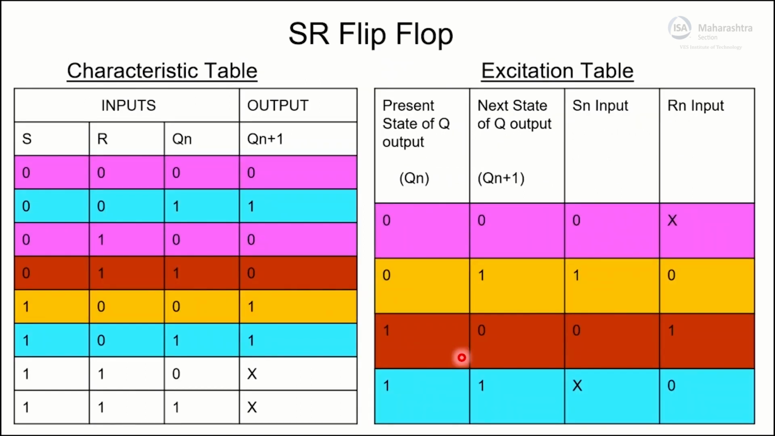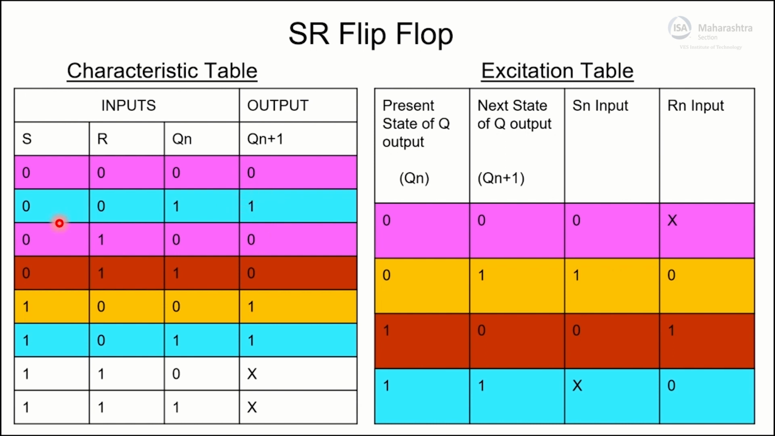Here is the characteristic table and excitation table of SR flip-flop. Characteristic table is similar to state table, only one column is added on the input side, which is of the present state, Qn. Remember the state table of SR flip-flop very well when preparing the characteristic table. See, at S equal to R equal to 0, there is no change. Then output can be 0 or 1 depending upon the previous output. If Qn equal to 0, then Qn plus 1 equal to 0, and if Qn equal to 1, then Qn plus 1 will be equal to 1.